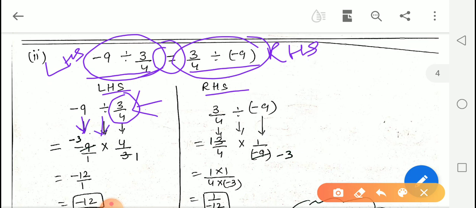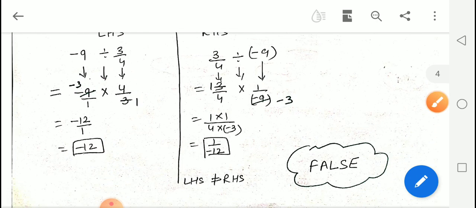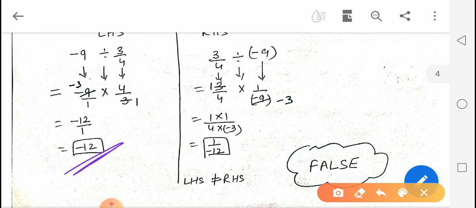This division sign is converted into multiplication, and here we will do the reciprocal, because in -9 there is no denominator, so we will write here 1, and we will do the cancelling, like 3 1s are 3 and 3 3s are 9, and we will put a negative sign here because 9 is having a negative sign. So on left hand side we will get -12 as the answer.